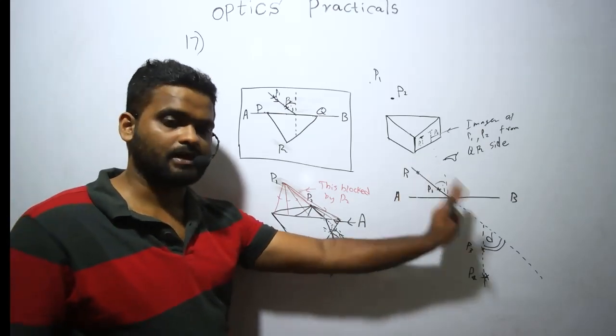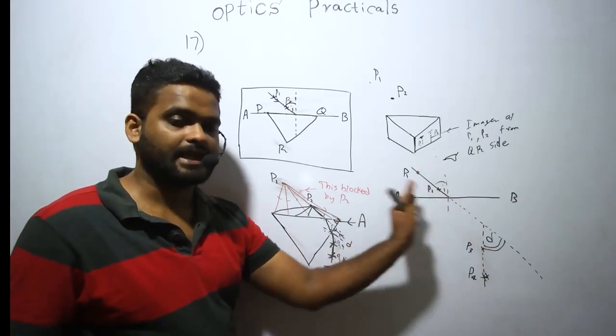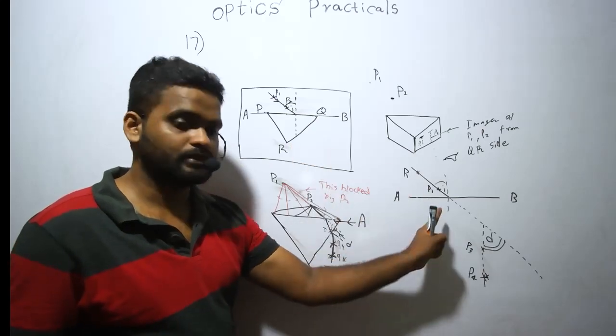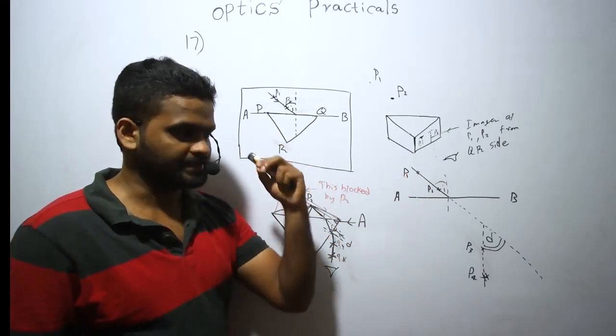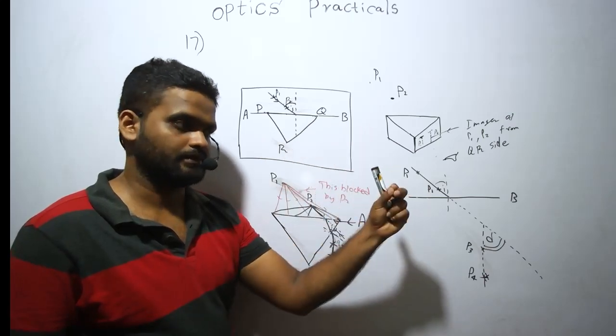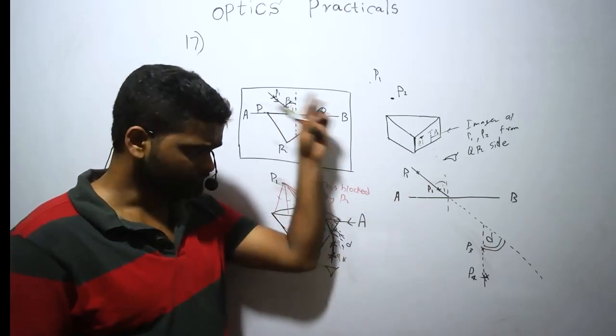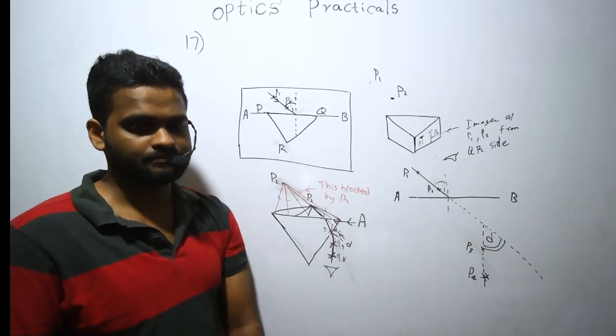So this is for one incident angle. You have to do this for at least 6 incidence angles, from like 30, 40, 45. You have to repeat this same procedure.